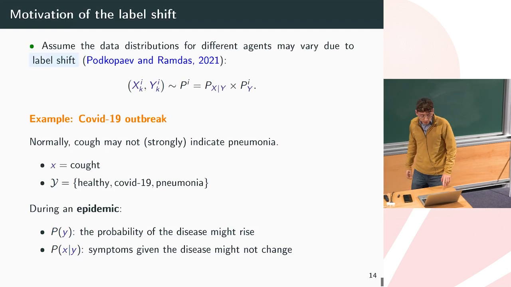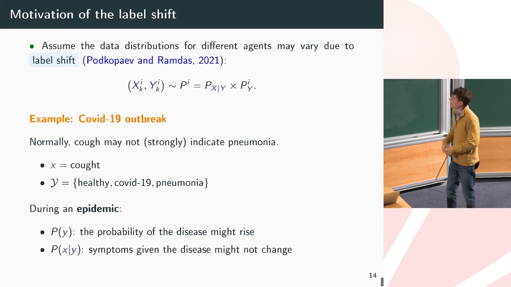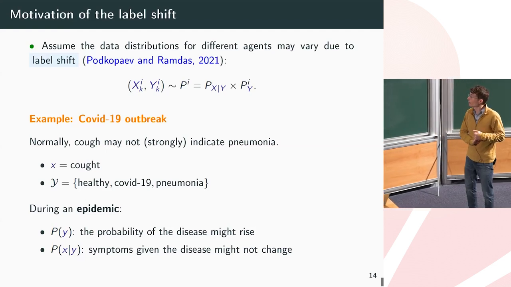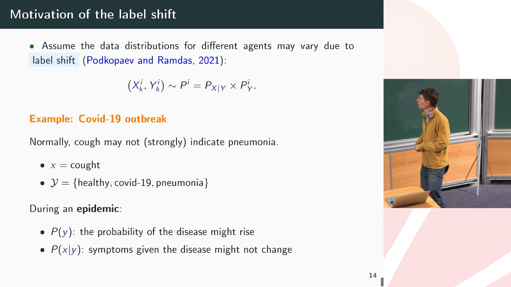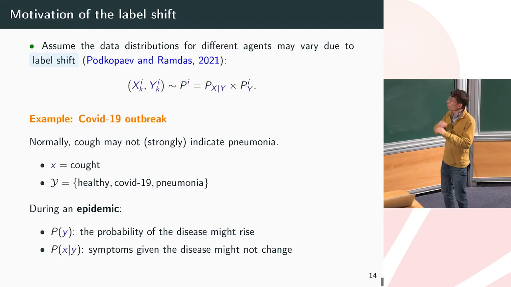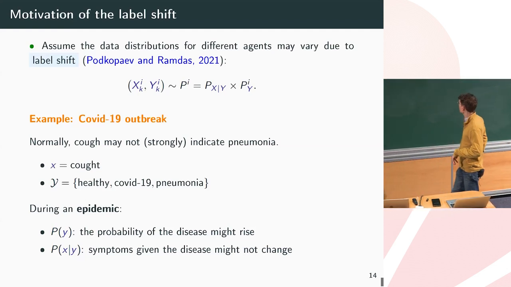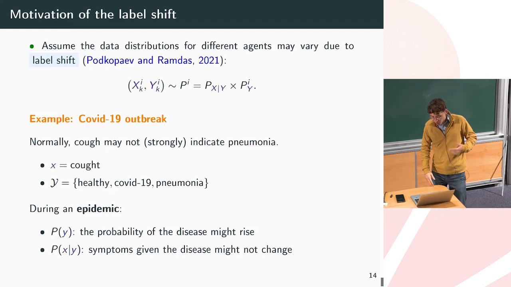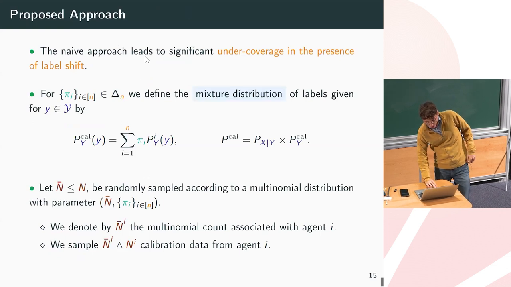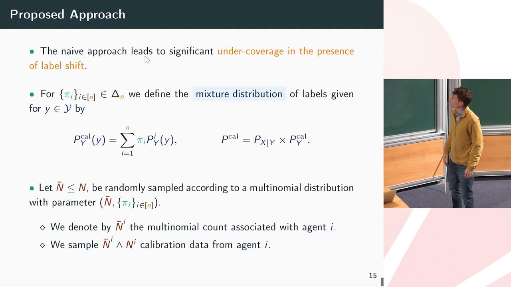There is a big example of this setting, which comes from the pandemic outbreak. In 2020, if you were coughing, people thought that maybe you had COVID. In a more rigorous framework, X can be some symptom and Y can be the disease. During an epidemic, the probability of Y will change, so you will experience some label shift, whereas the distribution of the symptom given your disease won't change. It is not because you have a specific disease that the symptom will change during an epidemic. To remedy this problem, we will describe our methods.